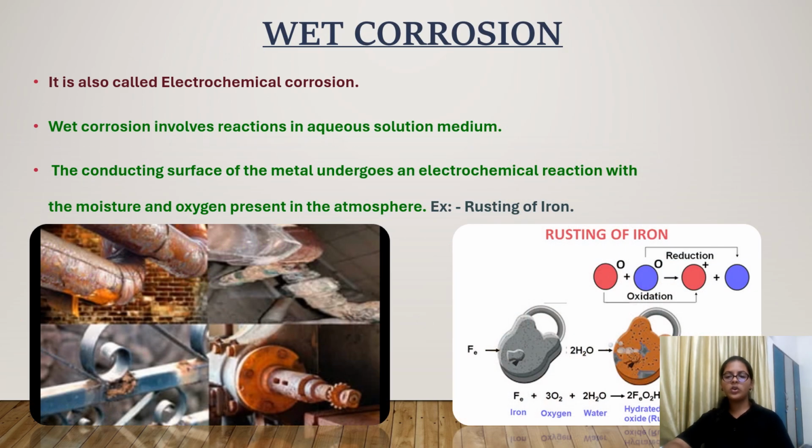The other type of corrosion is wet corrosion, which is also known as electrochemical corrosion. Wet corrosion involves reactions in an aqueous solution medium. The conducting surface of the metal undergoes an electrochemical reaction with the moisture and the oxygen present in the atmosphere. Example, rusting of iron. Here, iron combines with oxygen and water to form hydrated iron oxide, which is known as rust.